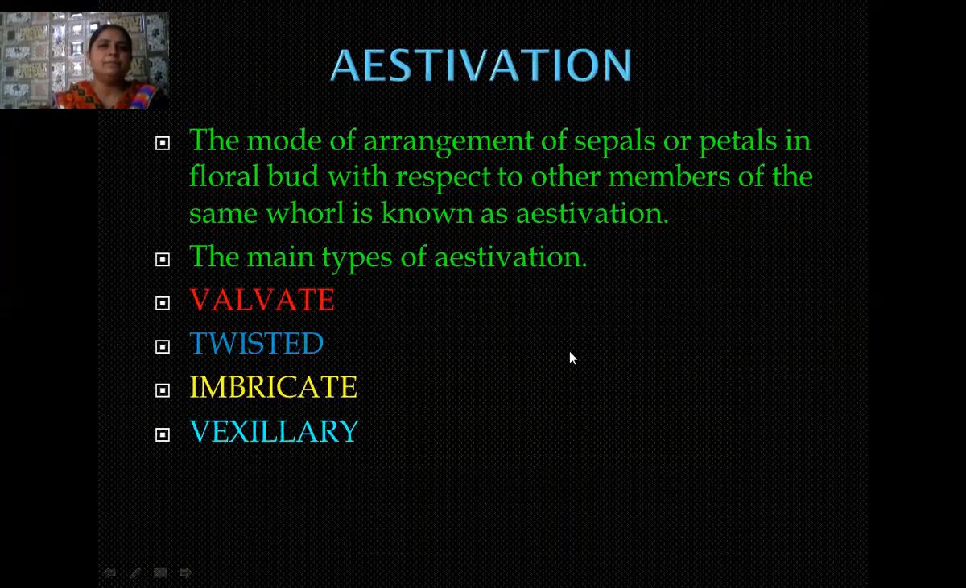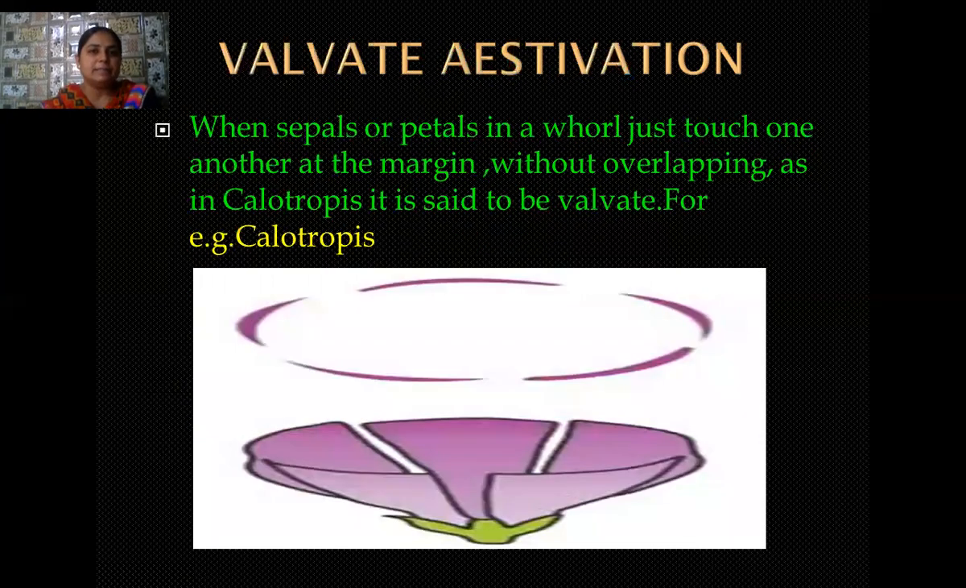Both are flowers. Okay, here I am going to introduce one very important term, estivation. What is estivation? The mode of arrangement of sepals or petals in a floral bud, that is, how the sepals and petals arrange themselves with other members of the same bud. That is known as floral estivation. Here we have four types of estivation: valvate, twisted, imbricate, and vexillary. Out of these four, vexillary estivation is the characteristic feature of family Fabaceae or Papilionoideae, the family of the legume plants.